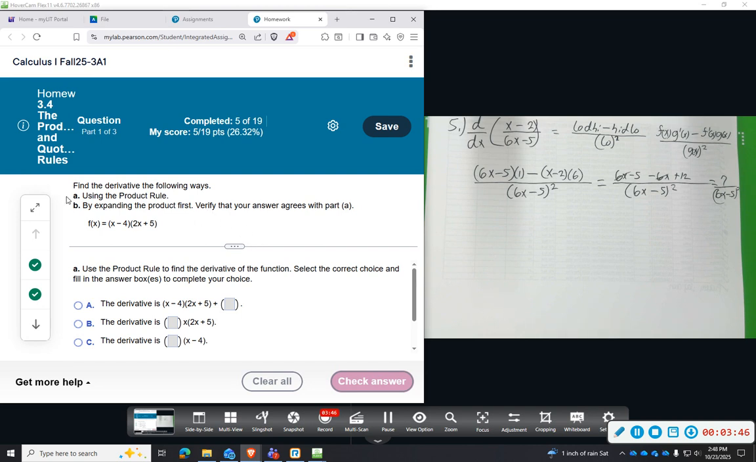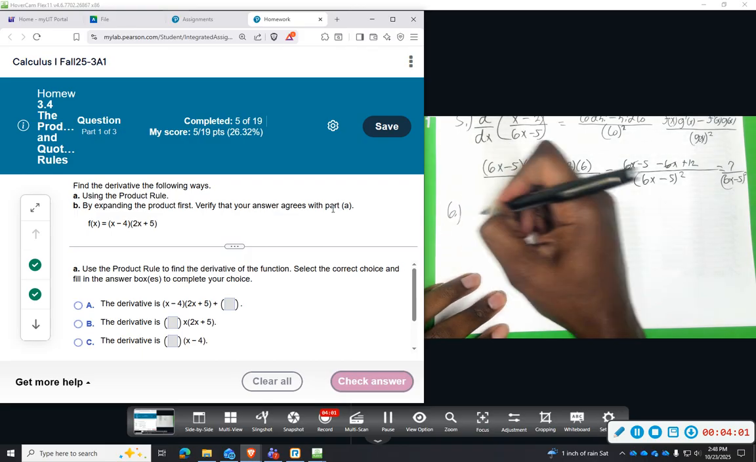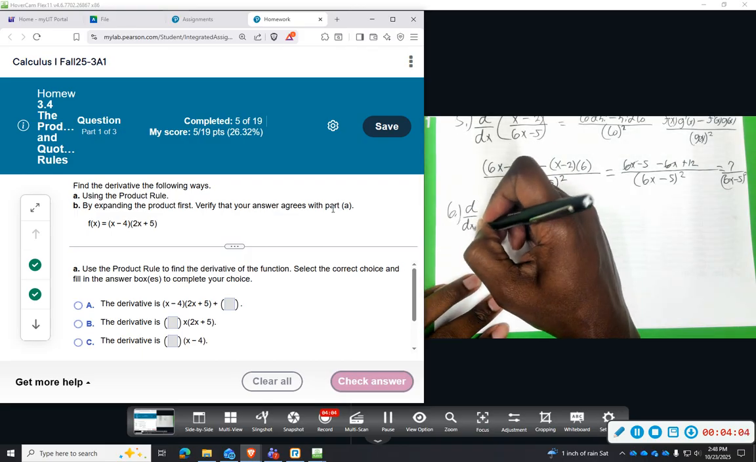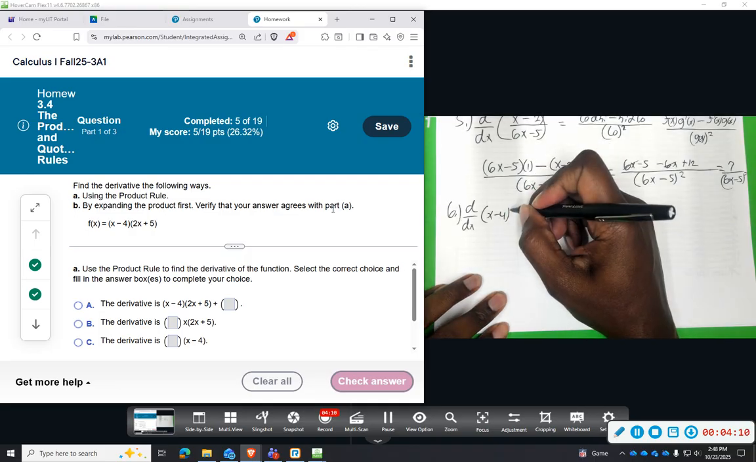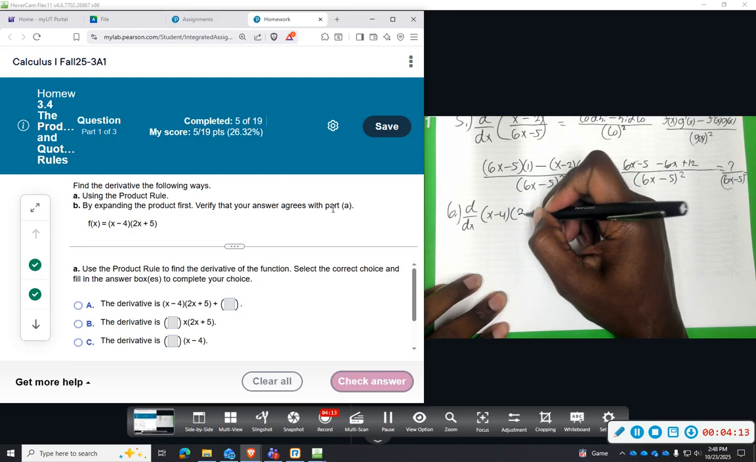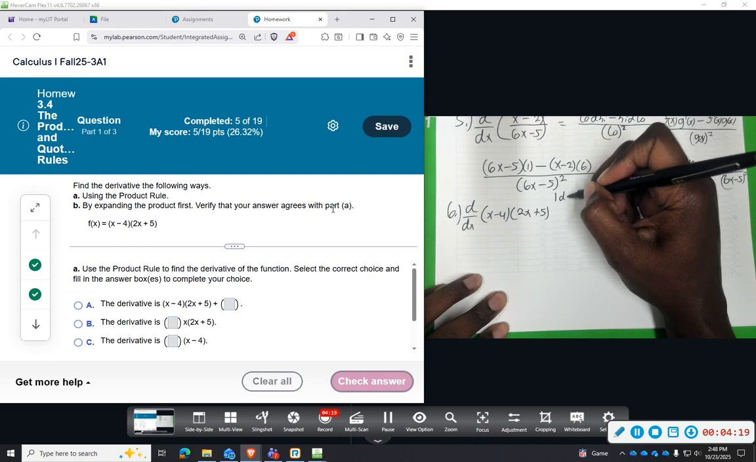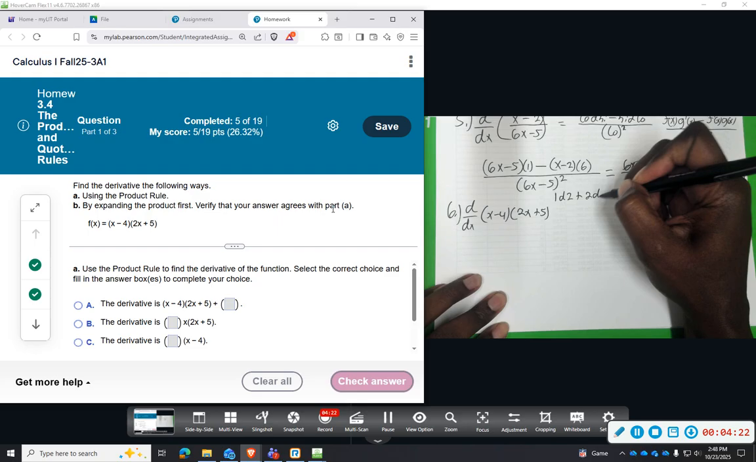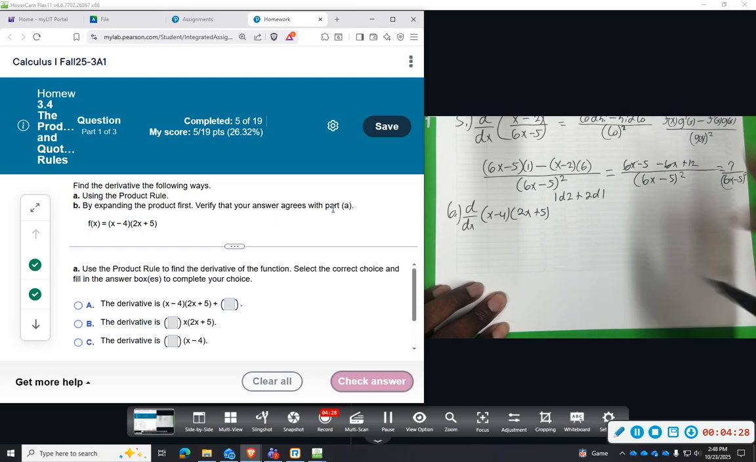Alright, number 6, it says find the derivative using the product rule, and then expand the product first, and then see if your answer agrees with what you got in part B. So we're going to use the product rule here. I'll just say 1 d2 plus 2 d1, and my d is for derivative. So 1 derivative of the second plus second derivative of the first.